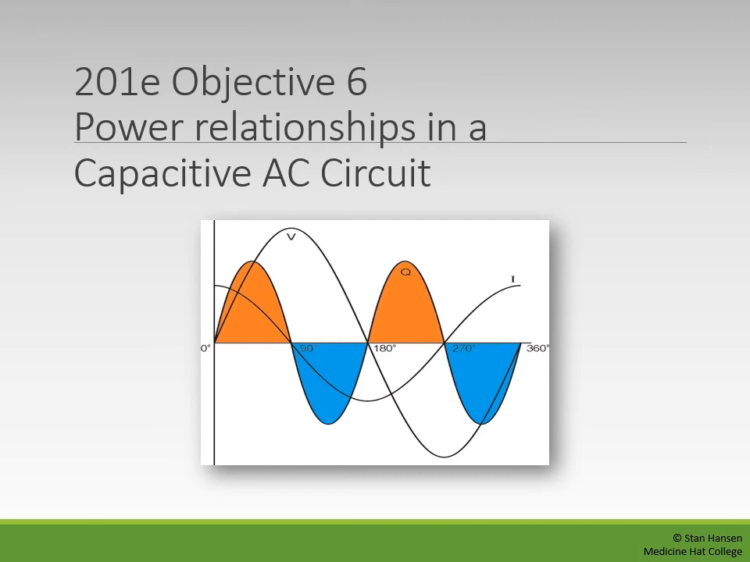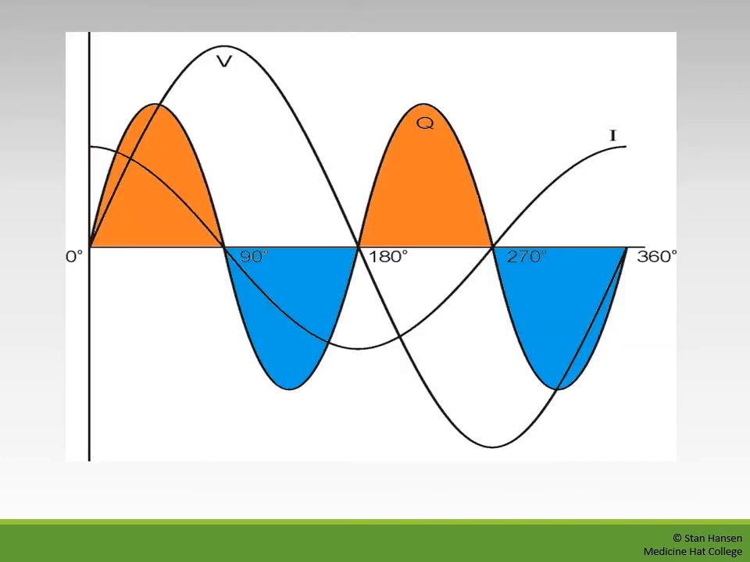Our last objective in 201E is to look at the power relationships of a capacitive AC circuit. Just like inductive circuits, capacitive circuits create reactive power, or RQ. With our reactive power, once again with our capacitive circuits, we'll have twice the frequency of what our supply circuit is going to be. This is because every time either current or voltage crosses the zero line, my reactive power is also going to be zero. This means that I'm going to have twice as many cycles for my reactive power than I am for my voltage or for my current.